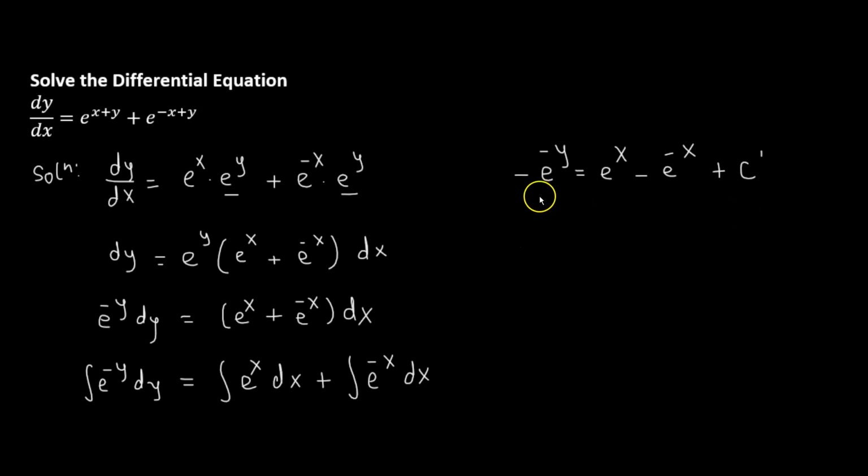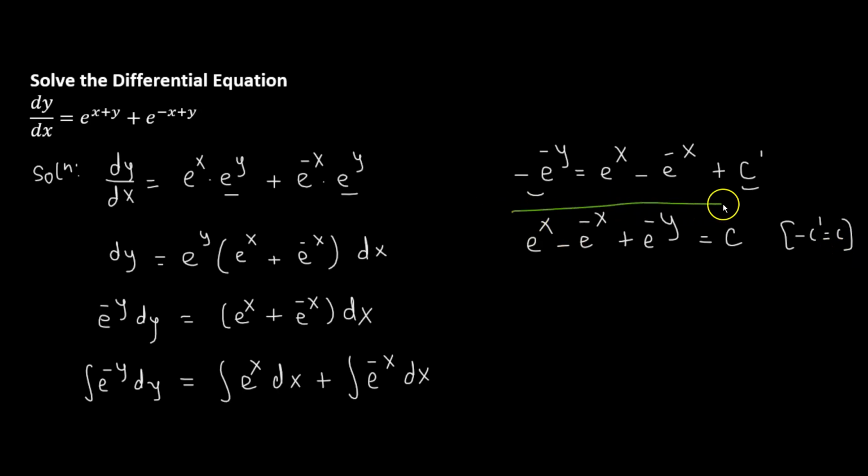So if we take this term to the right hand side, we have e raised to the power of x minus e raised to the power of negative x plus e raised to the power of negative y, and we bring c prime to the left hand side, or simply rewrite it as c, where we can say that negative c prime is equal to c, and this is going to be the final solution to our given differential equation. So let's move on to the next problem.